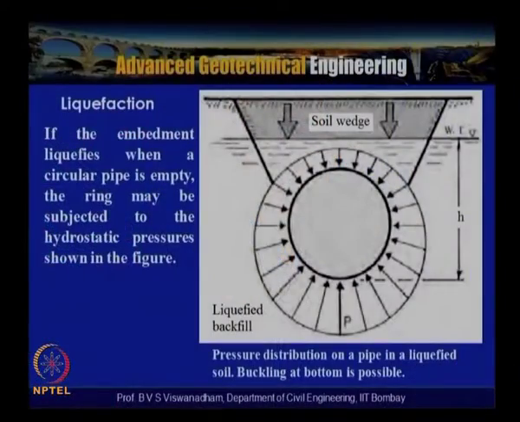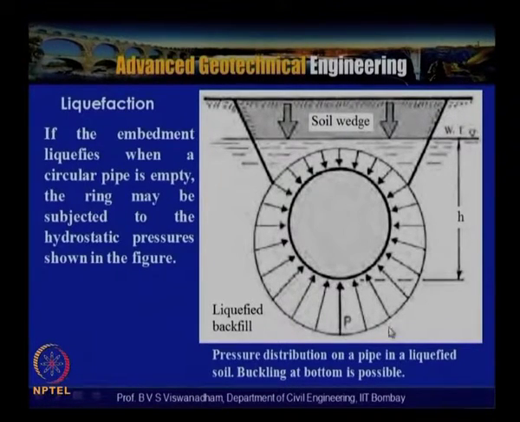In this particular slide, a typical pipeline subjected to liquefaction has been shown. Here is the pipeline, and this is the liquefied backfill, and H is measured from the water table; this is below the water table, and this portion is above the water table. This is the soil wedge which offers the resistance, and the pressure distribution on a pipe in liquefied soil. So buckling at the bottom is possible.